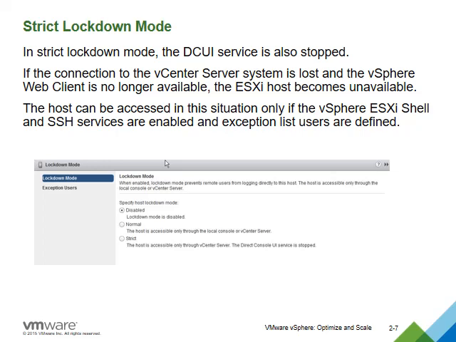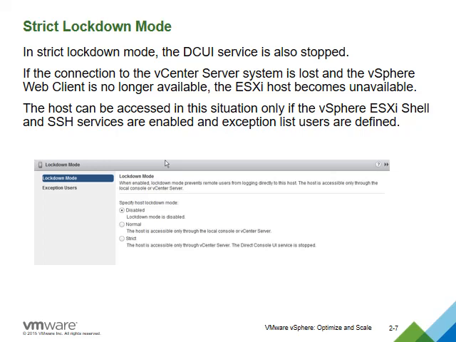If SSH or your vSphere ESXi Shell are enabled, the running sessions for accounts in the DCUI Access Advanced option that have administrator privileges remain enabled. The sessions for the exception list users with administrator privileges also remain enabled.